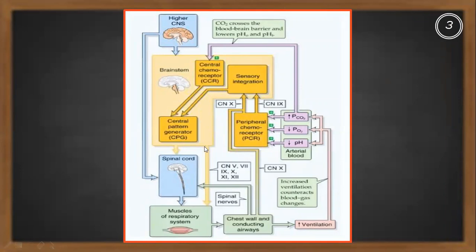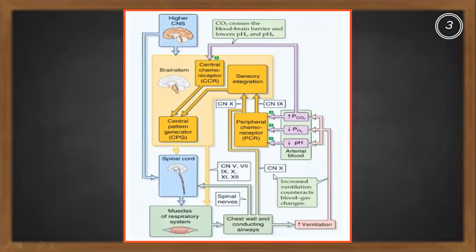So once the central pattern generator, let's say during a phase of inspiration, fires the impulses to the spinal cord and then via phrenic nerve to the diaphragm, or via different cranial nerves, which include cranial nerve number 5, 7, 9, 10, 11, and 12, to the muscles of respiration, such as those of larynx, nose, abdominal muscles, or also the other chest wall muscles. Now, these impulses cause changes in the chest wall as well as the conducting airways. Now, these changes are noted by the spinal nerves, which give us feedback information.